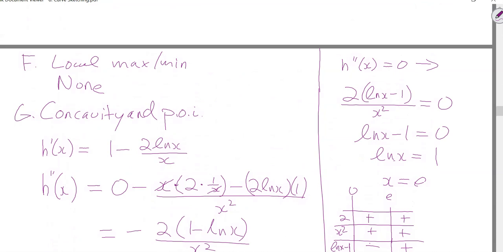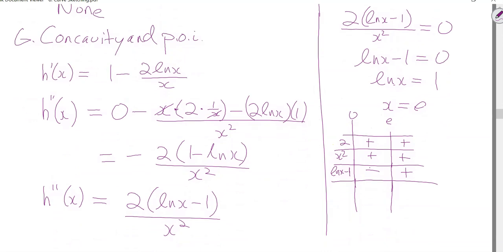And now we're looking where h double prime of x is 0, so we've got 2 ln x minus 1 over x squared is 0. Multiply by x squared, divide both sides by 2. Ln x minus 1 is 0. Ln x is 1. E to the power of 1 is x. And now we're going to go for a little chart here, and we'll get the sign of h double prime of x. So that's minus, that's plus, that's concave down, that's concave up. We got a POI at e.